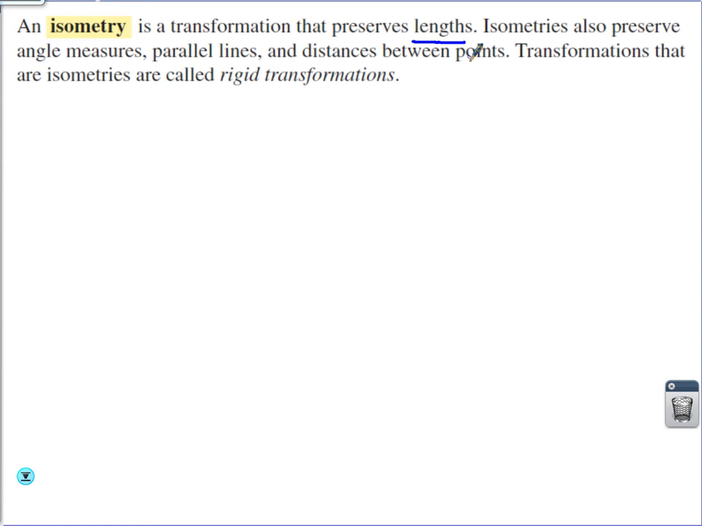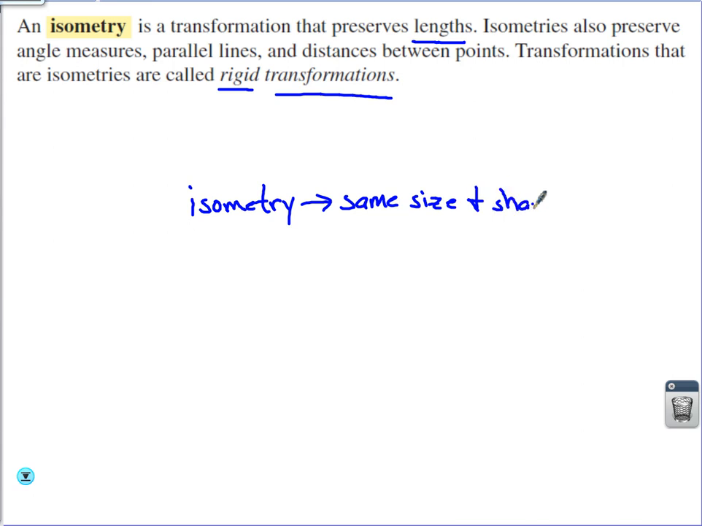Isometries also preserve angle measures, parallel lines, distances between points. Transformations that are isometries are called rigid transformations. You don't really have to know that. But what I would put is when you have an isometry, same size and shape. The shape does not change. The size does not change. Everything about the shape is the same. It's just in a different place.